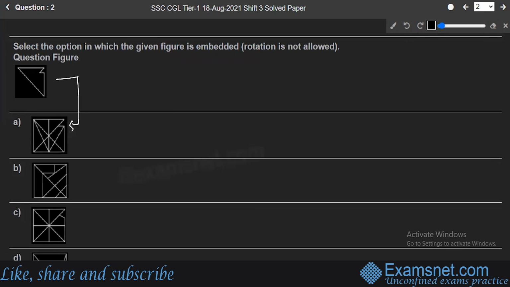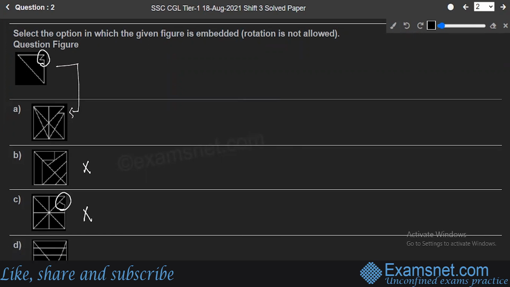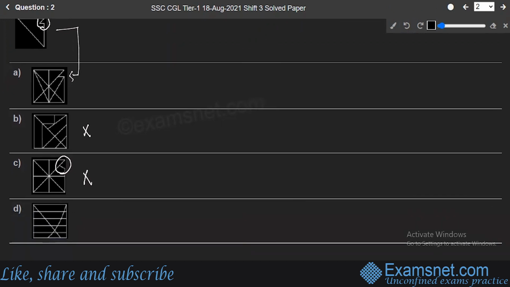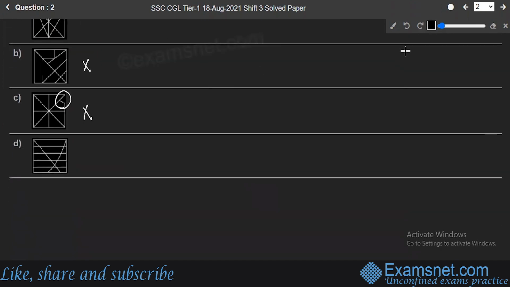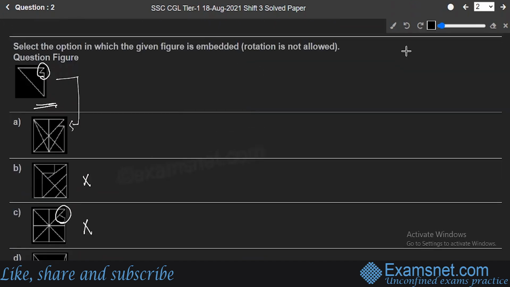Let's check with the second option. This portion is absolutely missing in the second figure, so the second figure is incorrect. Let's look at the third figure. The shape of this portion is a mismatch, so even this is not the correct answer. This one figure does not exactly go with the given figure, so even this is incorrect. So we are left with option A, which is our correct answer. Hope you are clear with this.